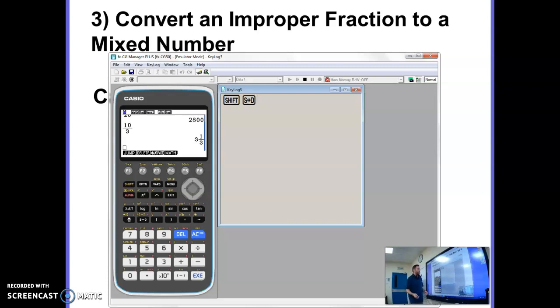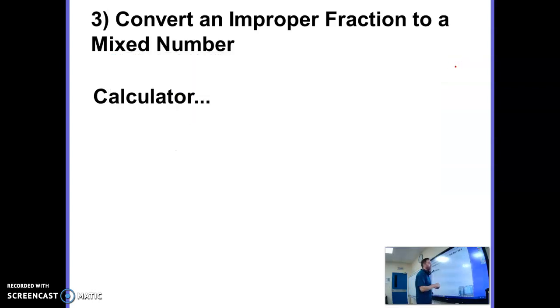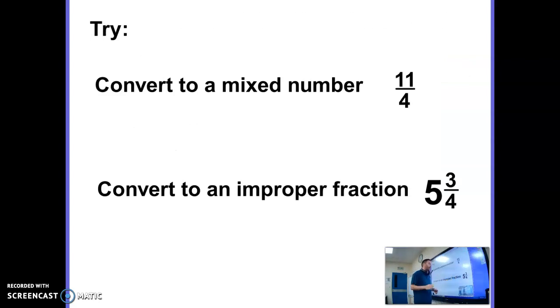Have a play with those, start to feel confident. If I want to go back, I'll do the same thing again. And we've gone back to an improper fraction. Alright, here's a couple for you to try. So see if you can convert 11 over 4 to a mixed number, and see if you convert 5 3/4 to an improper fraction. Pause the video now, have a go at those, and after you've paused, here are the answers to those two questions.